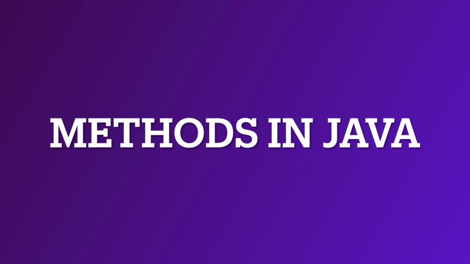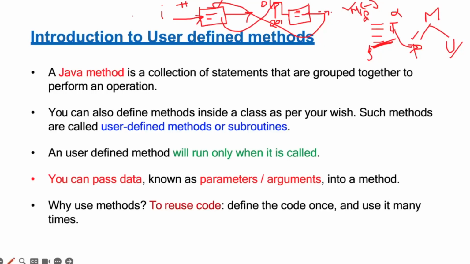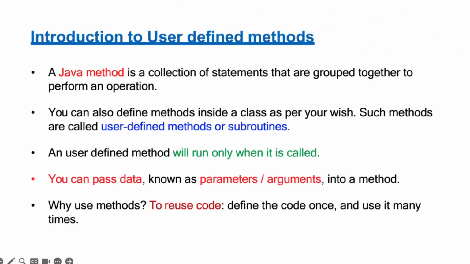So the topic is defining your methods. Methods are nothing but what we also call subroutines. Subroutines are where we divide our task. For example, if there is a major task, we divide it into multiple tasks.